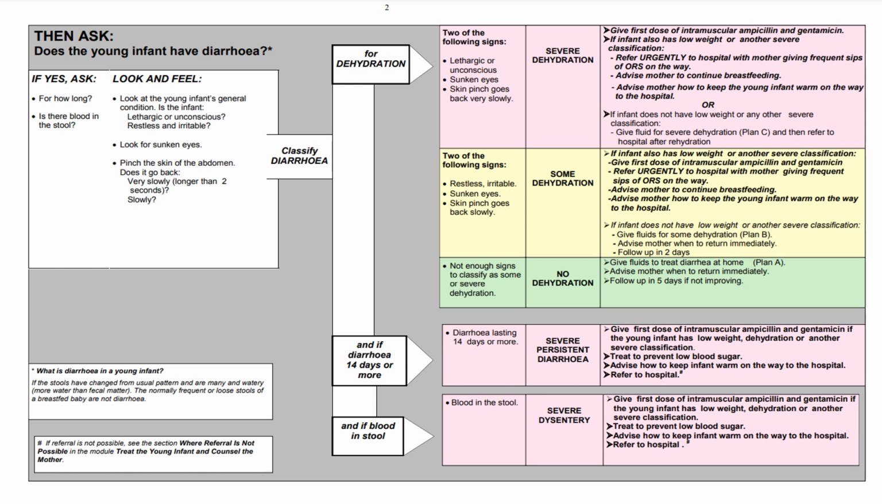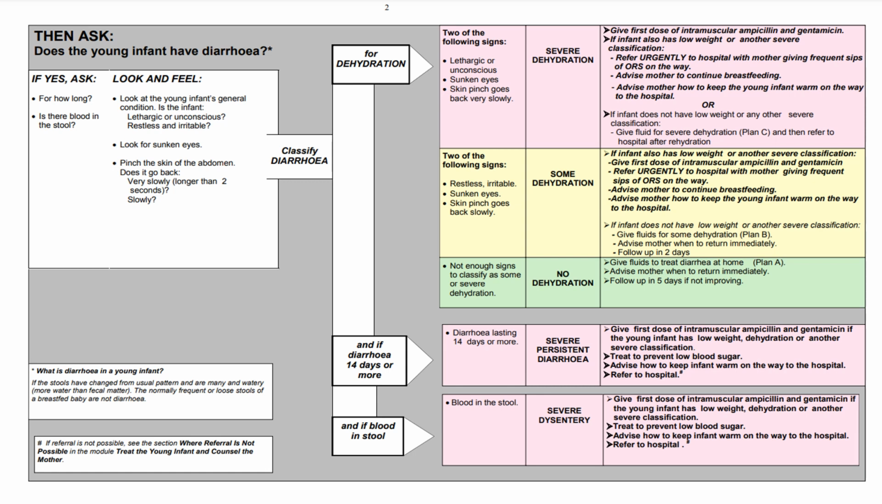How long has it been? Is there any blood in the stool? We look at the young infant's general condition: if the child is lethargic or unconscious, restless or irritable, if there are sunken eyes, and how is the skin pinch, is it going back very slowly or is it fine? Based on that, classify the diarrhea.